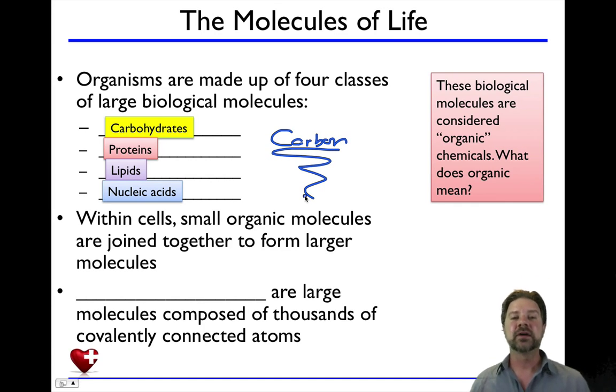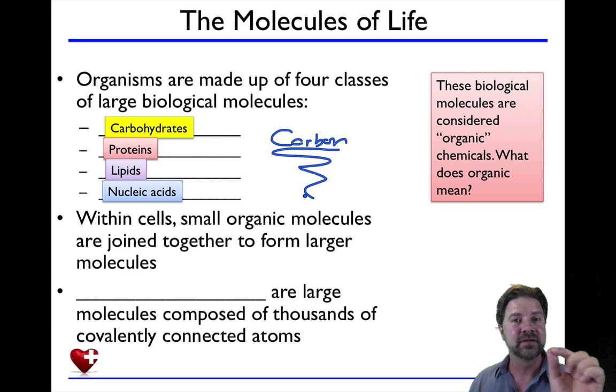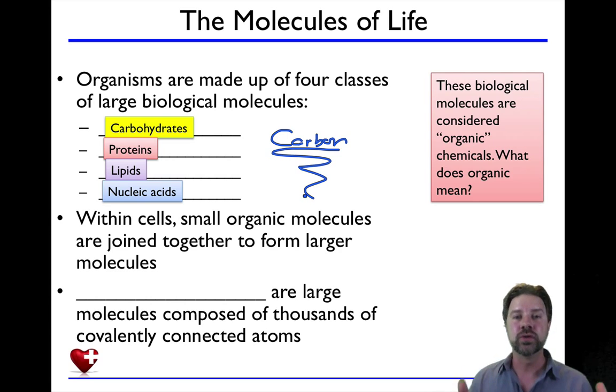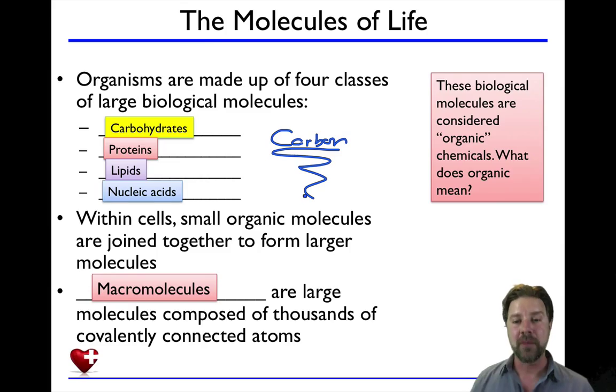So within cells, these small organic molecules can be joined together to form larger molecules, and often these carbohydrates, proteins, lipids, and nucleic acids, although the smallest little piece of them is very tiny, when we find them in the cell, they're usually huge in comparison to the little pieces that made them up. So we have a name for that, and that's going to be macromolecules.